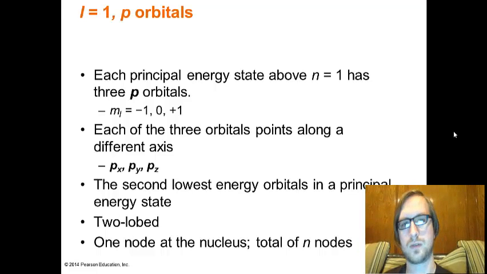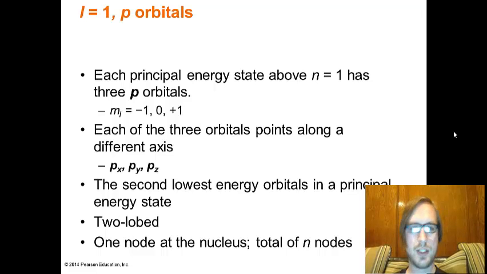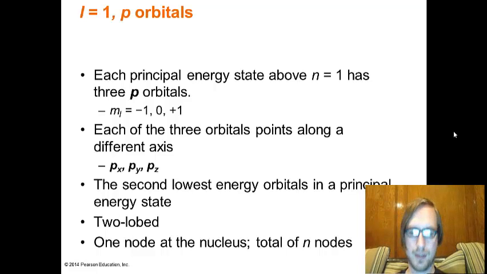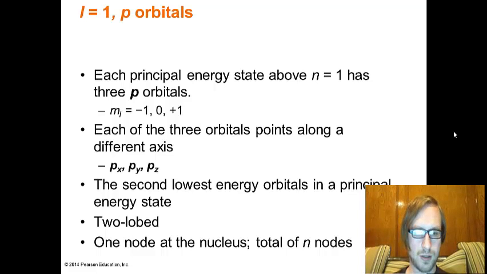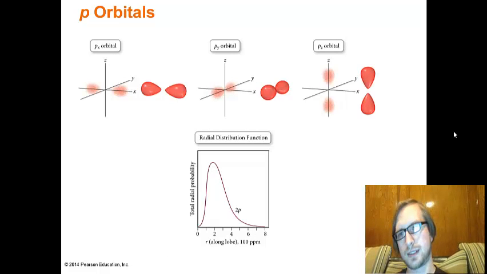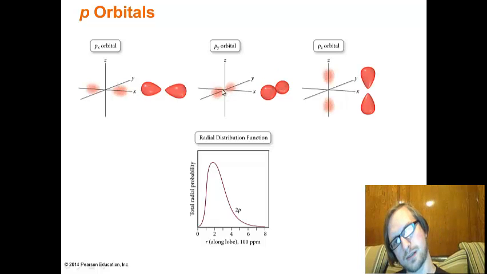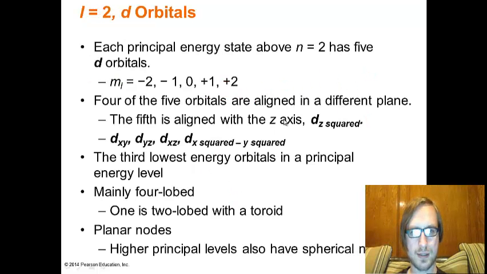Once we get above n equals 1, we start to get p orbitals with an ml of minus 1, 0, and positive 1. And each of the three orbitals is oriented along a different axis: the x-axis, the y-axis, and the z-axis. p orbitals are the second lowest energy level, and they're two-lobed. So we get one like that. It's like pinching a balloon in the middle. They balloon out like that. So one is aligned along the x-axis, one along the y-axis, and one along the z-axis.